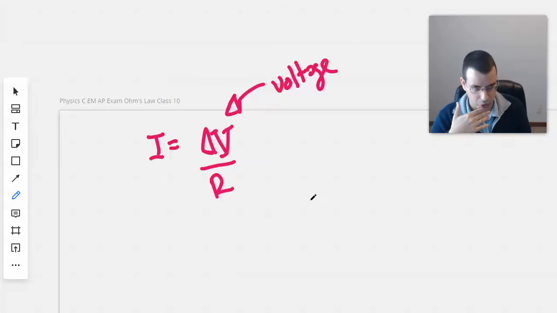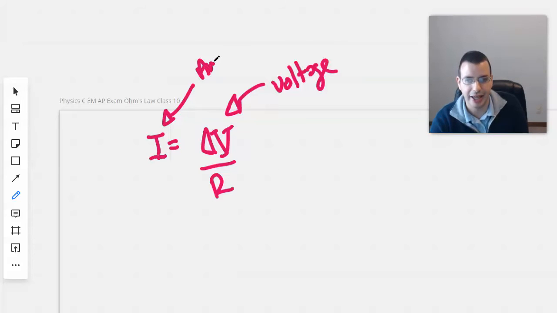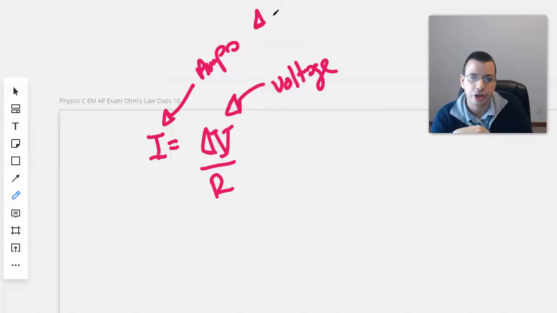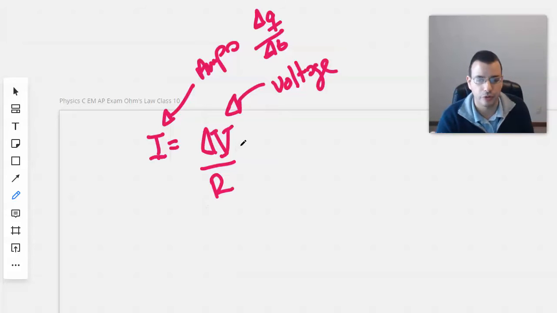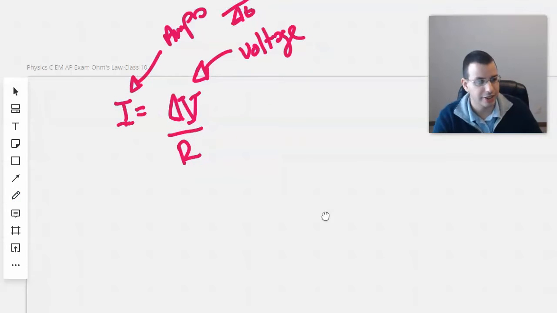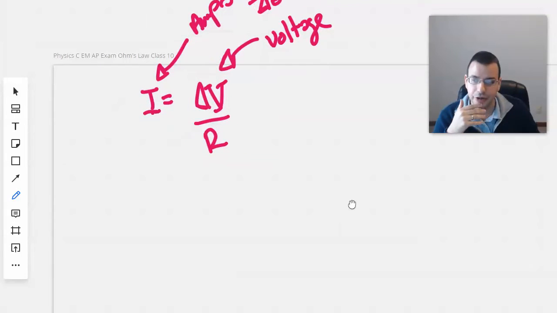Or, in a more succinct manner, the amount of flow, which is current measured in amps, you can think of it as the flow of charges, number of charges over time, will equal the voltage between 2 points divided by resistance. I know, I just kind of threw that out there, but let's look at an example first.